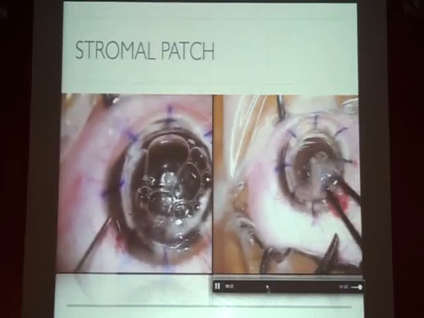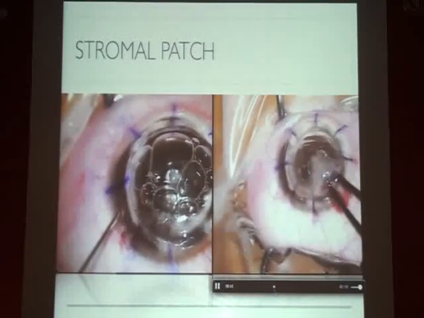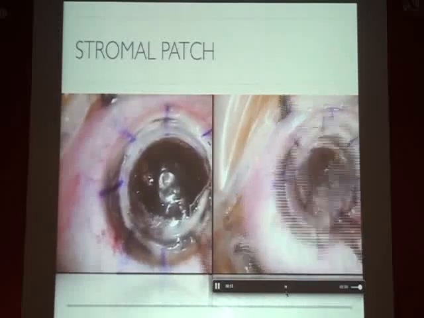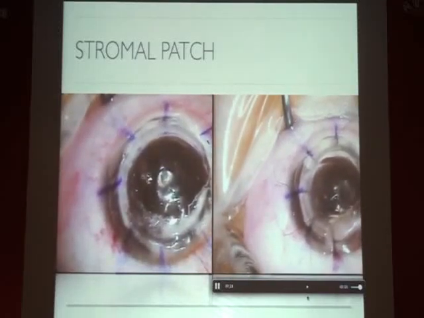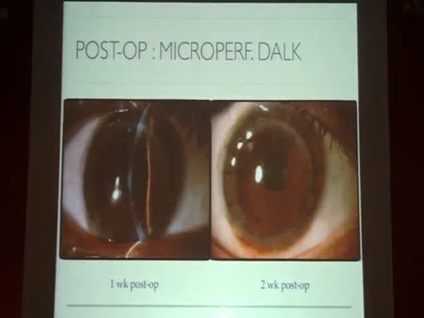Of course, you should make sure there's some air in the anterior chamber. And you can see you can just grasp that little island of stroma and pull it out, and next day you can have a clear cornea like this.